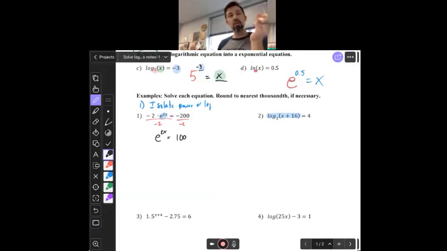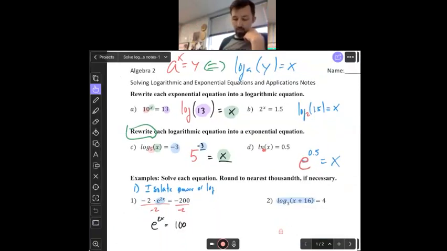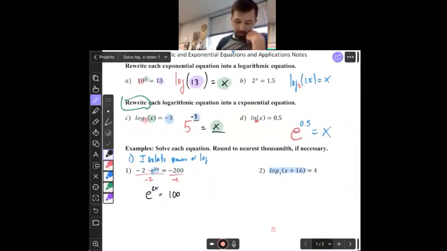Once your power is isolated, once your log is isolated, what do we do with it? We rewrite it. How do we get that x out of the exponent? We turn it into a logarithm. It's rewriting. There's our step 2. So our key step in this process is that rewriting step. And I'm not going to say rewrite as an exponential or rewrite as logarithmic. It's just rewrite. What form are you in? You've got to get it to the other form.